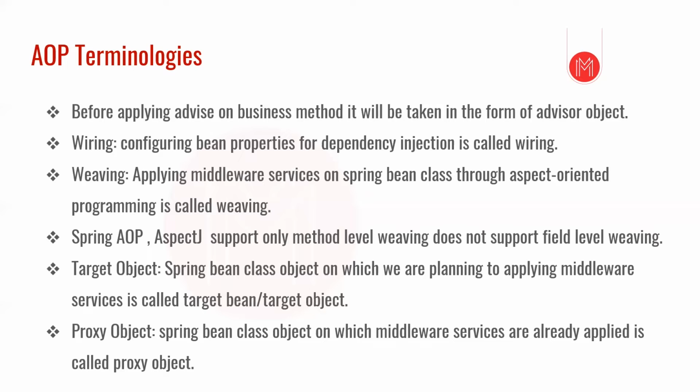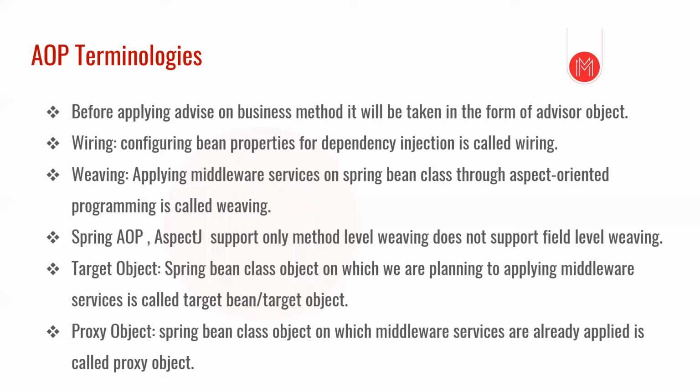What is meant by target object? A Spring Bean class object on which we are planning to apply middleware services is called simply a target bean or target object. I mean to say, target is nothing but a simple plain business class without any advice. So this is our target which needs advice.